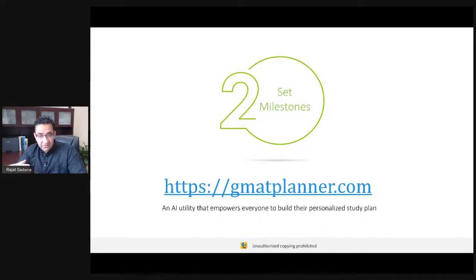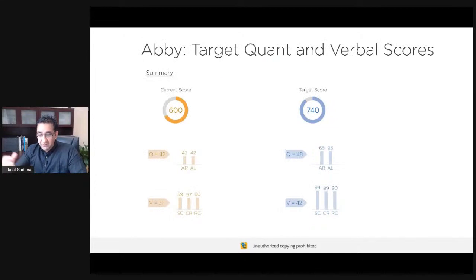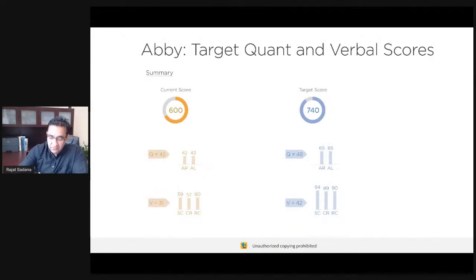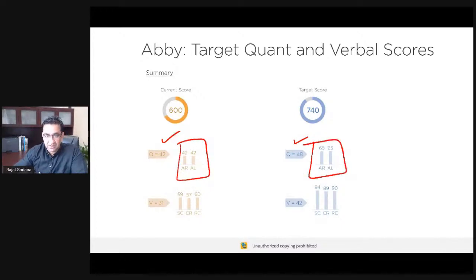So how do they set those milestones? Now they know their starting abilities. They go to GMAT Planner, and for Abby, these are the milestones that you see. On the quant side of things, Abby is going to go from a Q42 to a Q48, where she's going to go from 42nd percentile abilities to a 65th percentile ability. On the verbal side of things, she's going to go from a V31 to V42. Verbal is her strength, and she's going to hit that 90th percentile in pretty much everything.